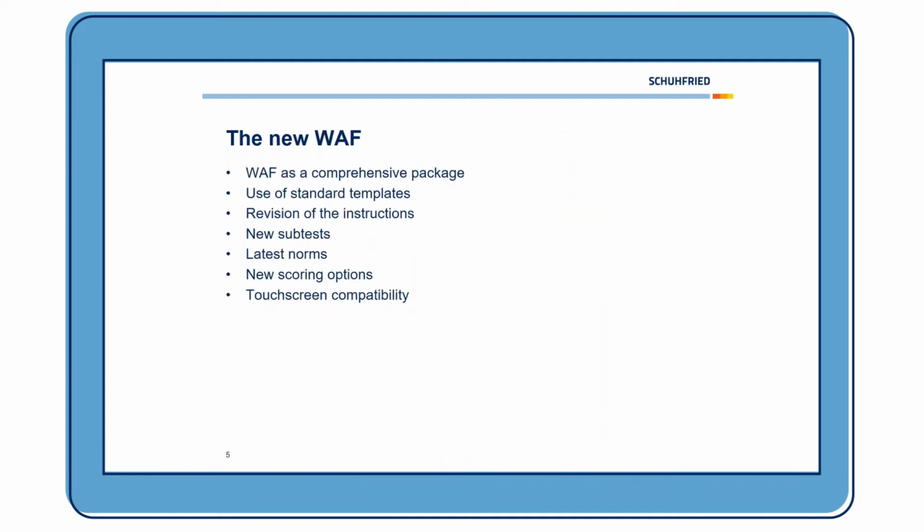Now let's take a look at the new WAF. We're going to talk about the WAF as a comprehensive package, what has changed in comparison to the WAF we had before. Then we're going to see what kind of standard templates we have with the WAF, how to use them. We're going to see that we revised the instructions to make them easier to understand. We have 2 new subtests I want to talk about. I'm going to show you the latest updated norms and a few new innovative scoring options. And the new WAF, of course, is touchscreen compatible.